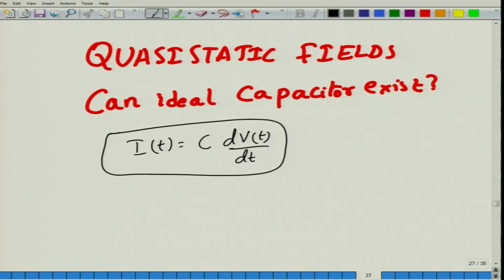But can this equation really be justified physically? Do we actually have an ideal capacitor? Let us see why this equation is not the complete picture, why it is only an approximation, and how the approximation breaks down as we increase the frequency of operation. That is, we assume that the potential V of t maintained between the capacitor plates is of sinusoidal form, and as we increase the frequency, what happens to this equation?